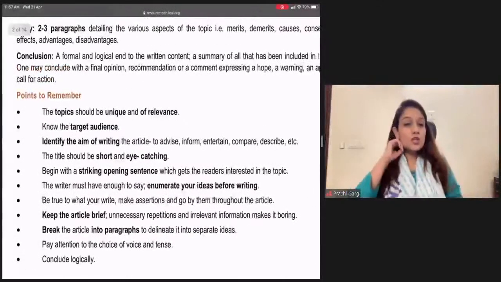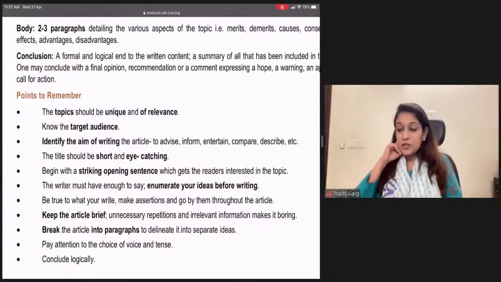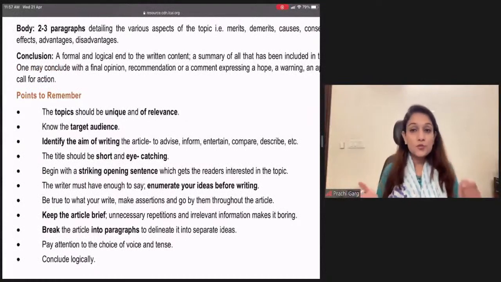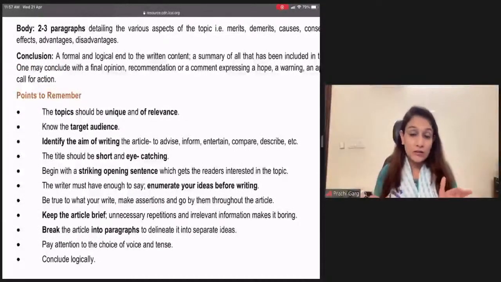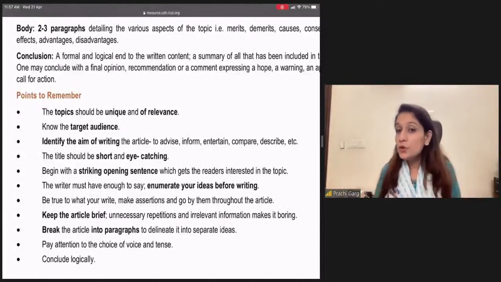Please look at your screens. Points to remember. The topic should be unique and of relevance. Of course, it should be unique. Now, this article was unique, right? It gives you information that most of the people don't know.